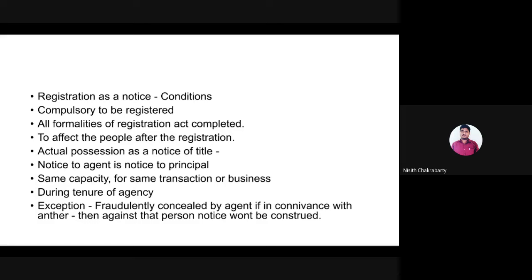The fourth thing that will be deemed to be constructive notice is actual possession. Actual possession will be deemed as a notice of title.